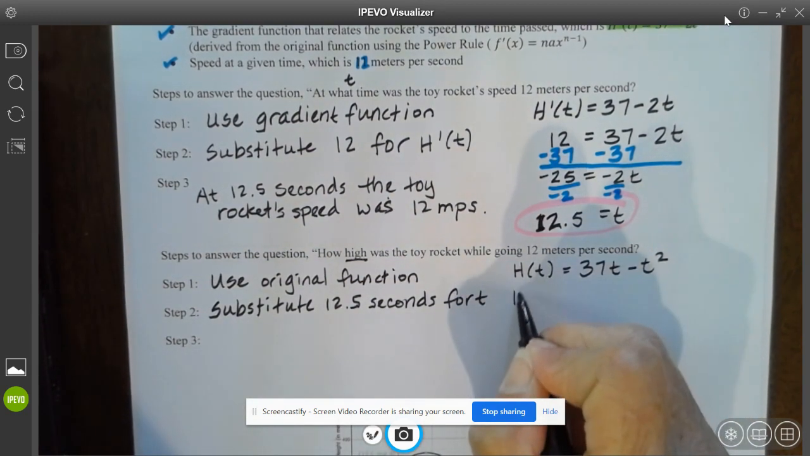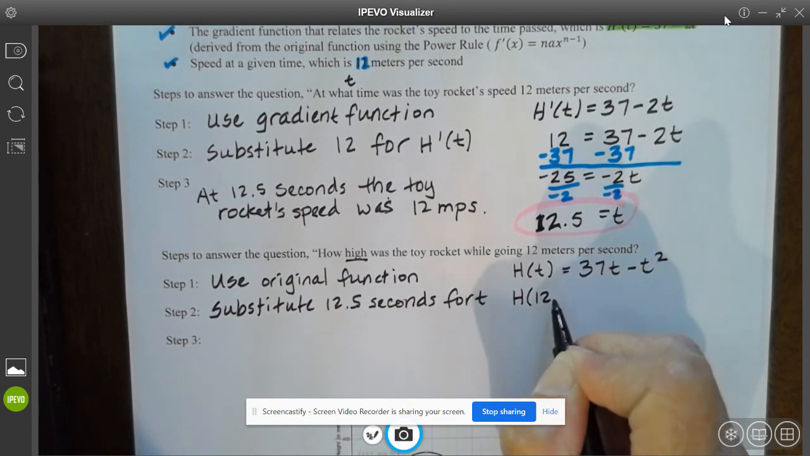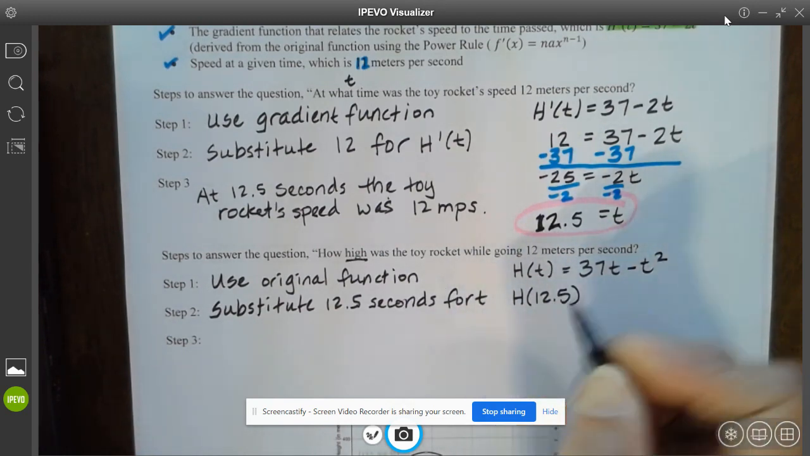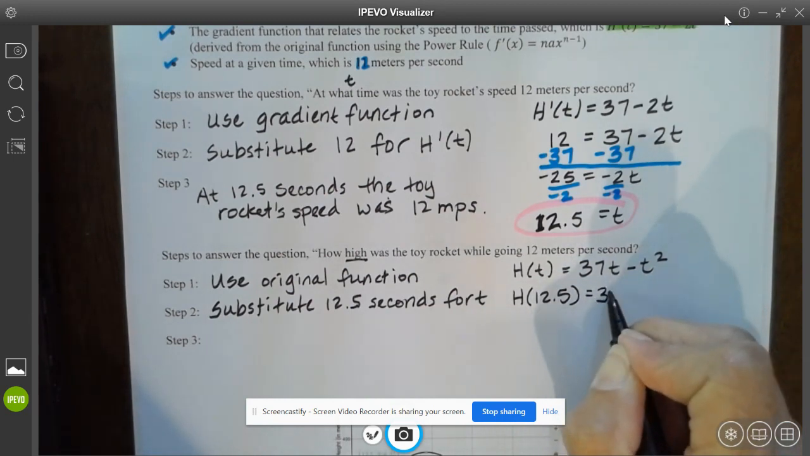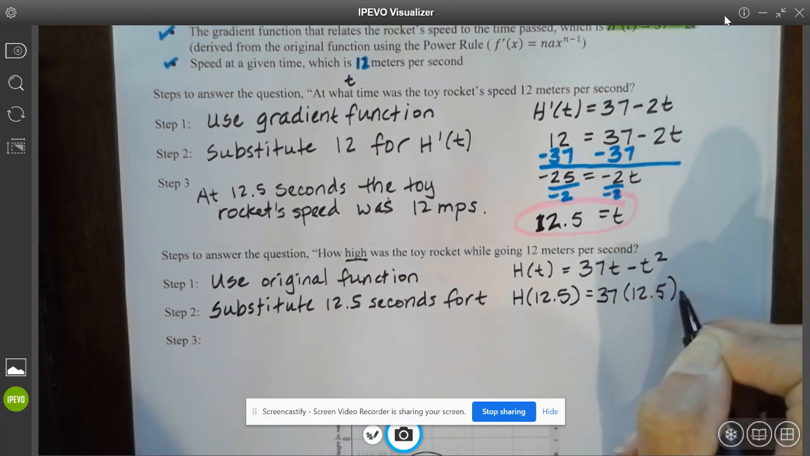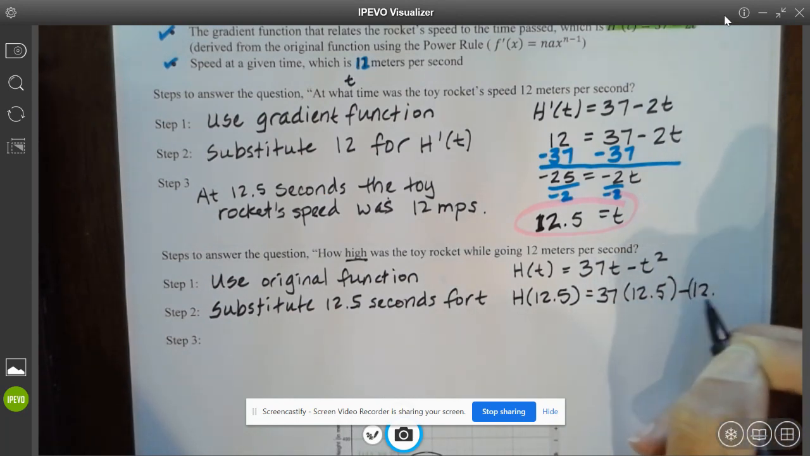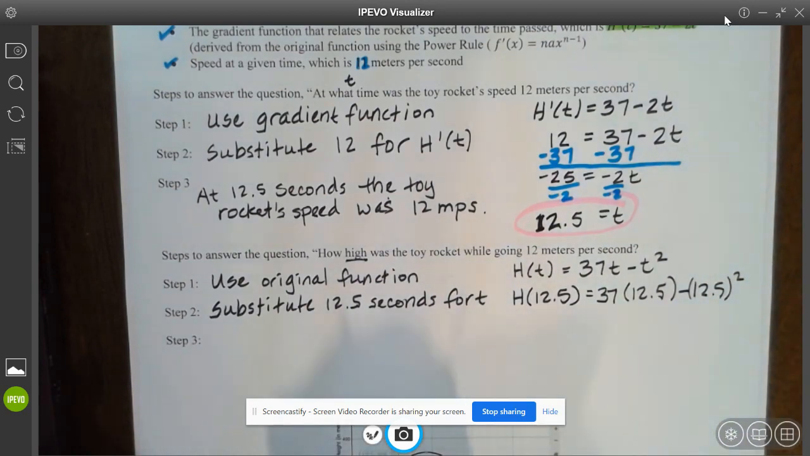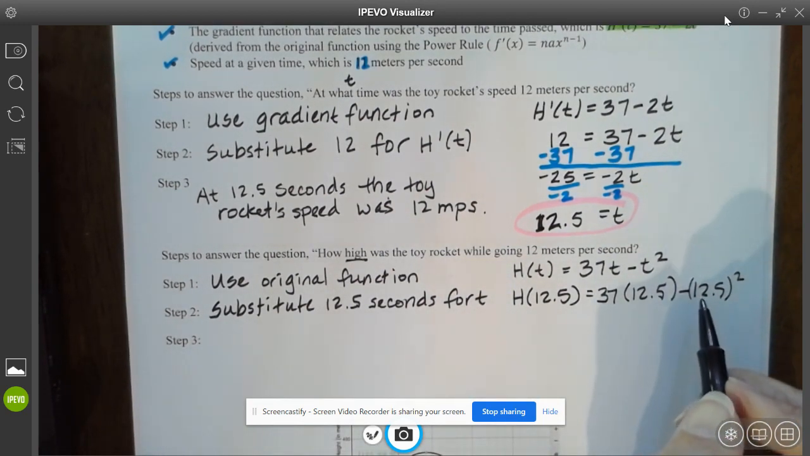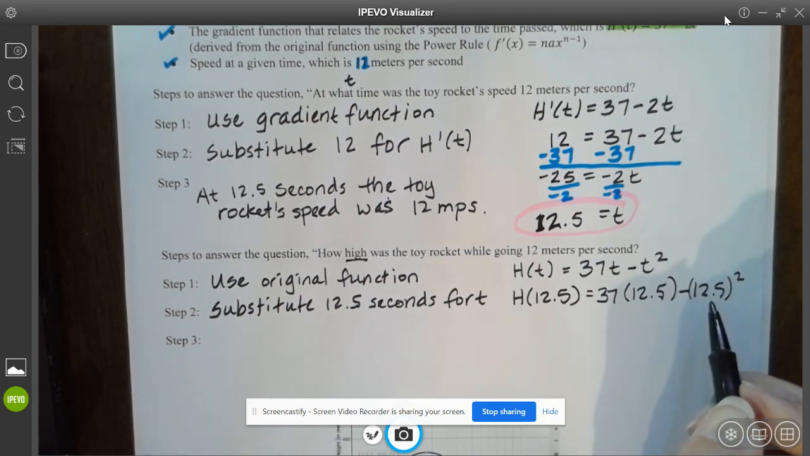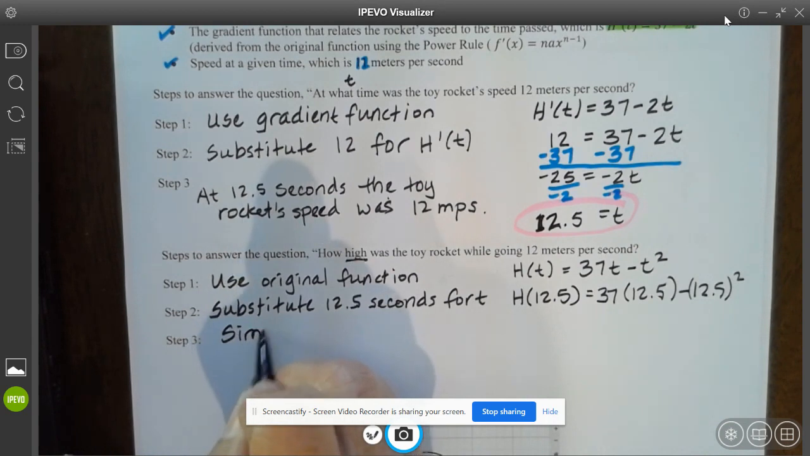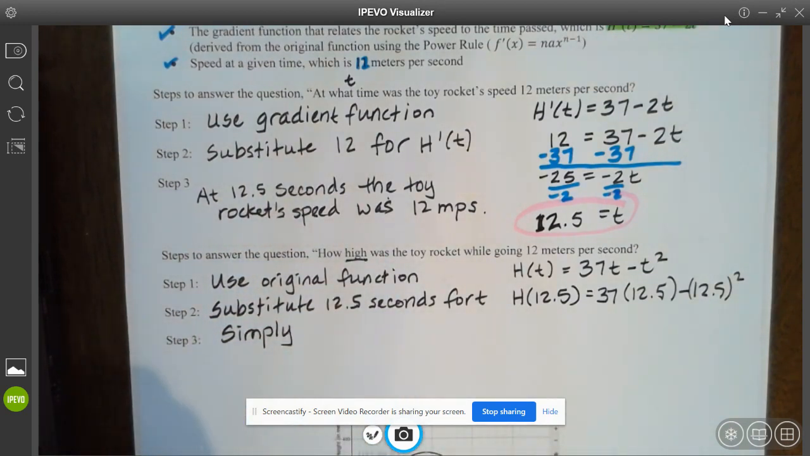So h of 12.5, the height of the rocket at 12.5 seconds, that's what this statement means, is equal to 37 times 12.5 minus 12.5 squared. I put parentheses around it because the negative does not belong in the parentheses. That would come out with a totally different answer. So now we just simplify. We are not solving anymore, we are simplifying.